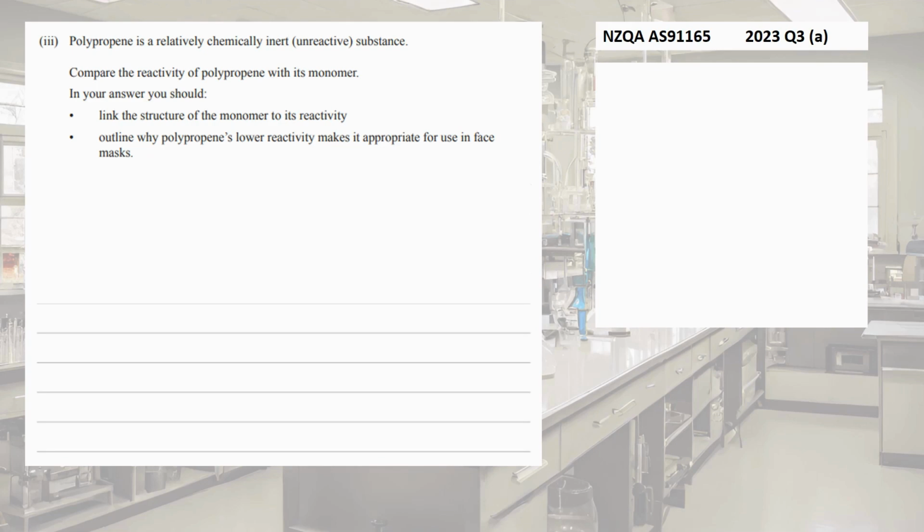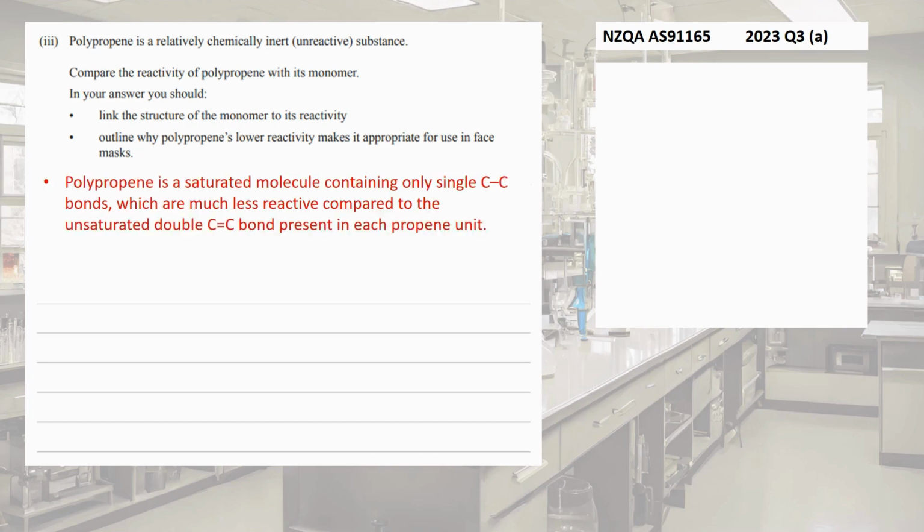Single bonds are saturated and unreactive. Double bonds are unsaturated and very reactive because they undergo addition reactions. So polypropene is a saturated molecule containing only single carbon-to-carbon bonds. They are much less reactive compared to the unsaturated double carbon-to-carbon bond present in each propene unit.